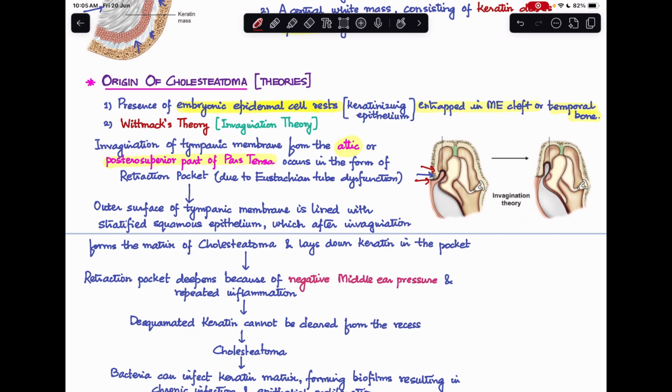Whenever there is eustachian tube dysfunction, it leads to the formation of negative middle ear pressure. And when there is negative middle ear pressure, it leads to invagination of the tympanic membrane, leading to a retraction pocket. Now, once the retraction pocket forms, the outer surface of the tympanic membrane is lined with stratified squamous epithelium. So, this layer, after invagination, starts to form the matrix layer of the cholesteatoma and starts laying down keratin in the pocket.